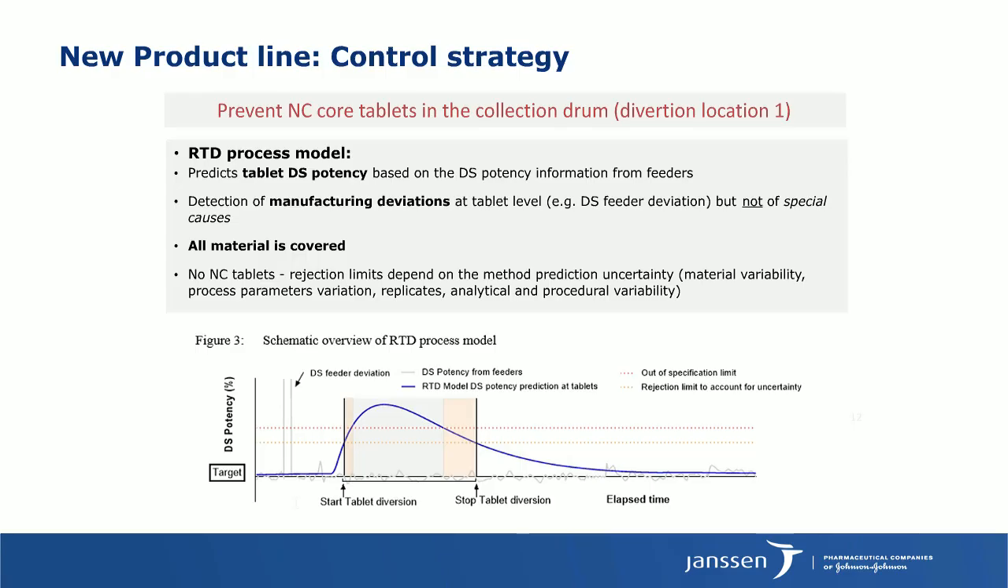But you have to think that our RTD process model has certain uncertainties. It is based on experiments itself, so you have material variability, process parameter variation, replicates, and analytical and procedural variability. So instead of putting the rejection limit at the specification limit, we built in a certain uncertainty, which is the yellow line on the graph below. So we already start rejecting the tablets once we are above this internal uncertainty limit, and we only start accepting the tablets again when we are below that one, as you can see in the picture below.